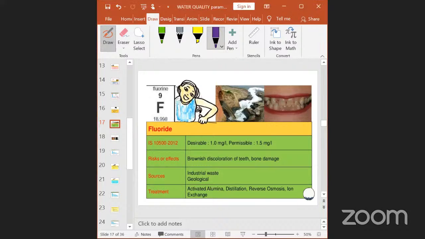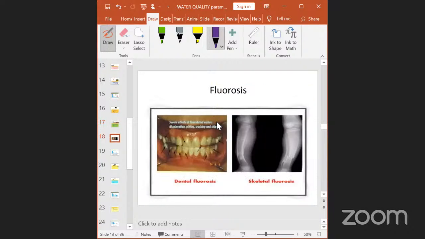Then the next one is fluoride. All of you know about this fluoride. You see here, the fluoride desirable limit is 1.0 mg per liter and the permissible limit is 1.5 mg per liter. An excessive amount of fluoride can cause discolored teeth problems, right? And also some bone problems, bone damage, right?